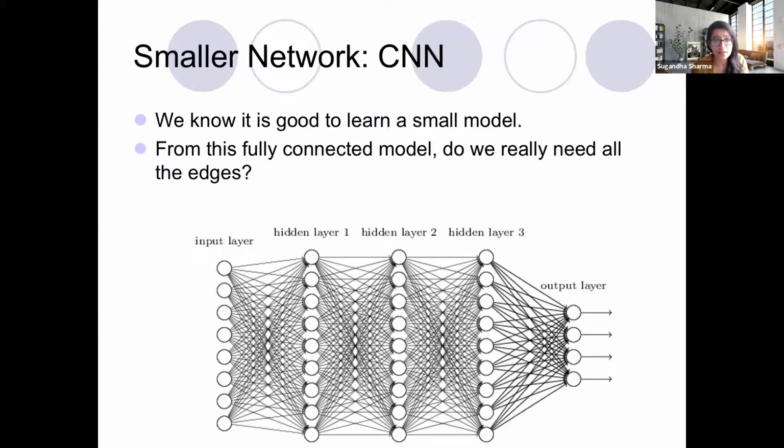And the question then arises, given this fully connected model, do we really need all the edges in this model shown here? Can we get rid of some of the edges and still have the network perform the task that we want to train the network on? For instance, a simple classification task. And the other question is, even if we don't need all of the edges in this network, can we actually share some of the weights on some of these edges across the different neurons? So those are the questions that inspired convolutional neural networks.